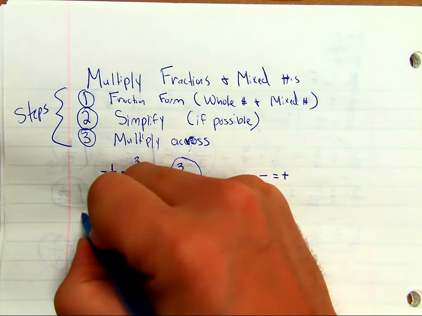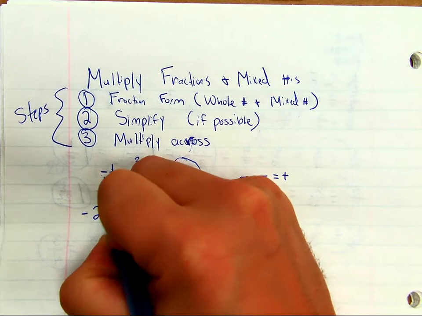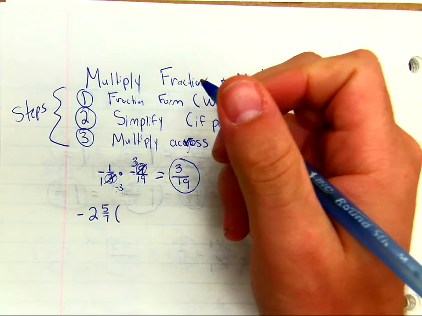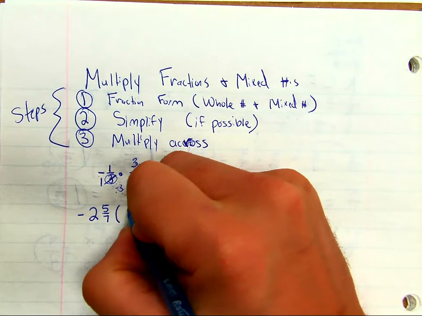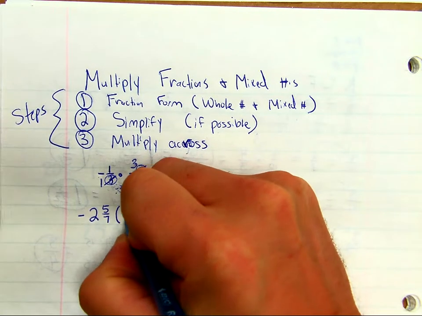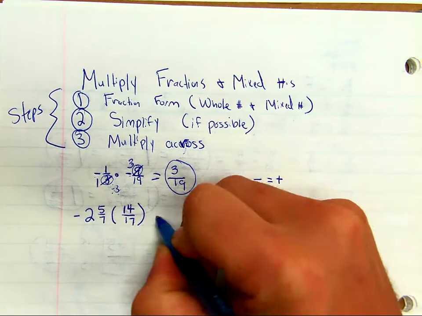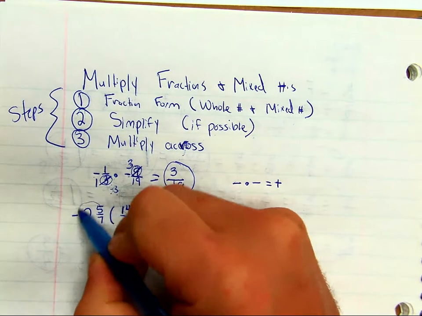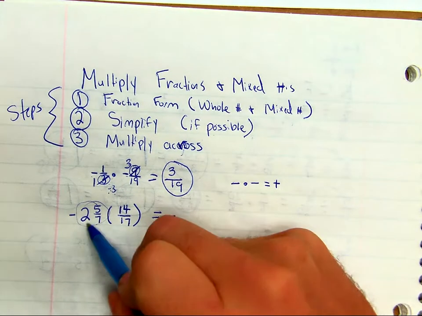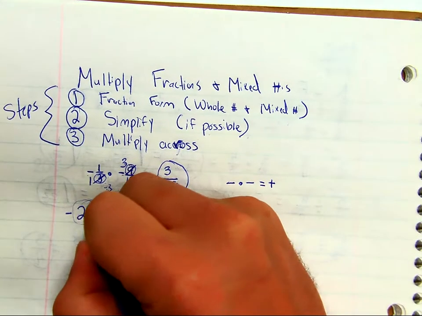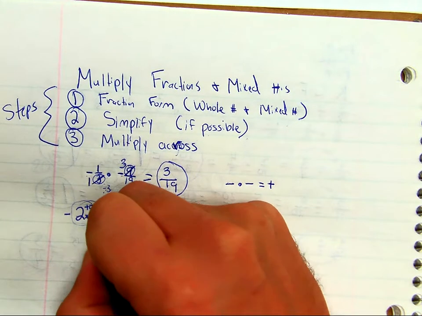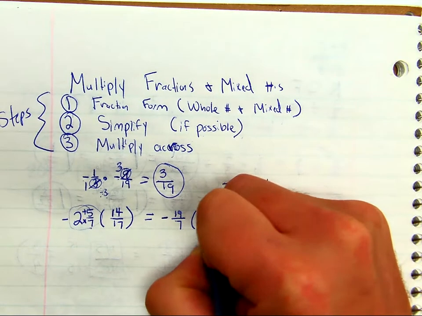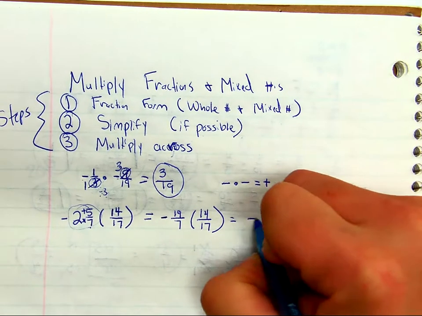Looking at another example, let's say negative 2 5/7 times, let's say, 14/17. So I notice a negative times a positive means my answer is ultimately going to be negative. And then this is not in fraction form, so I need to change it to fraction form. 2 times 7, there's 2 sets of 7 pieces plus 5 extra pieces. So that's going to be 19/7 times 14/17. And again, I know my answer is going to be negative.